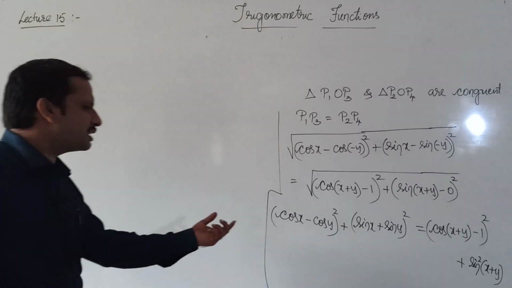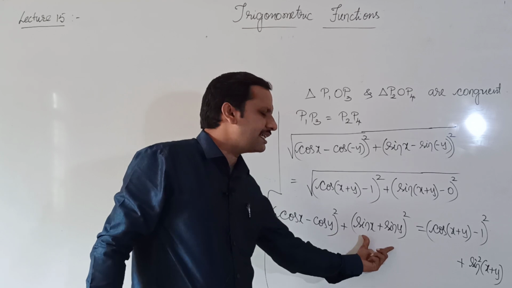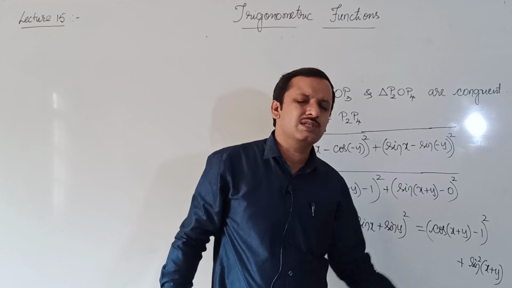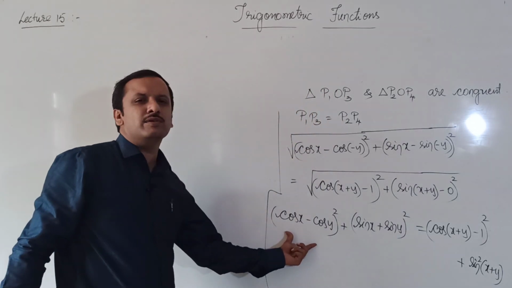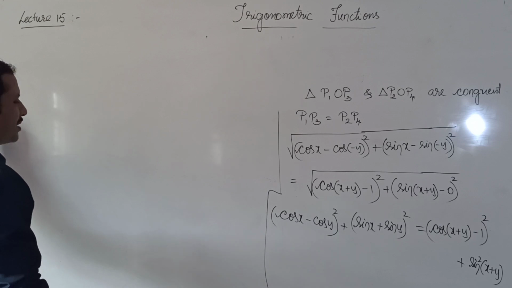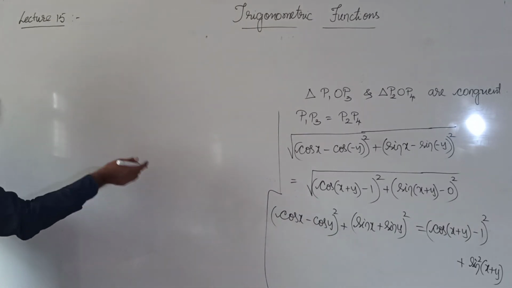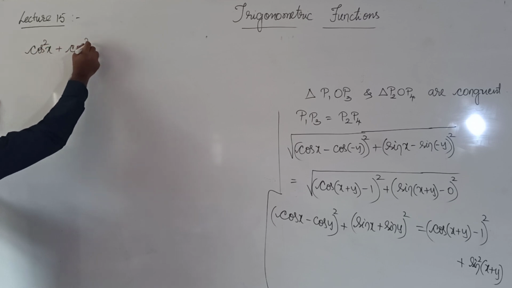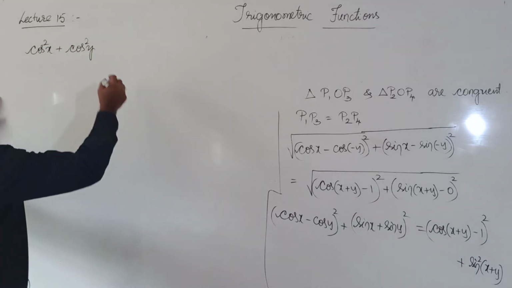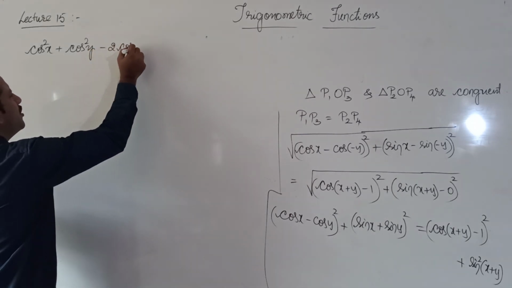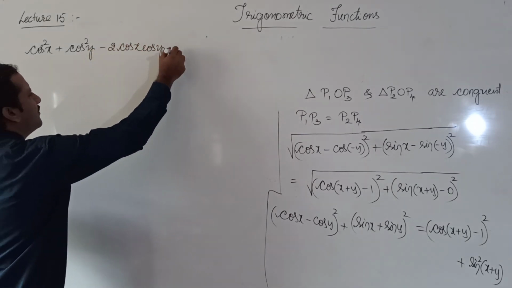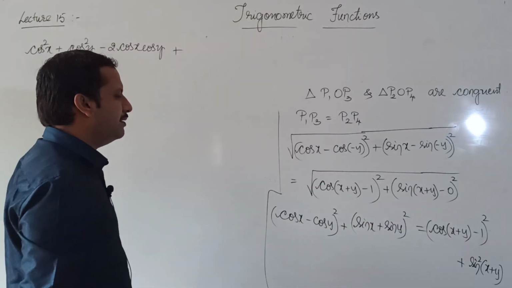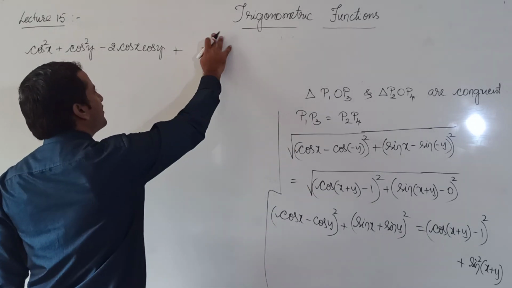So on the LHS you have (cos x − cos y)² + (sin x + sin y)². On the RHS we have (cos(x+y) − 1)² + sin²(x+y). Here I will expand this using the (a − b)² formula. (cos x − cos y)² is a² that is cos²x, plus b² that is cos²y, minus 2ab, that is minus 2 cos x cos y. Plus (sin x + sin y)², that is (a + b)², a² + b² + 2ab.